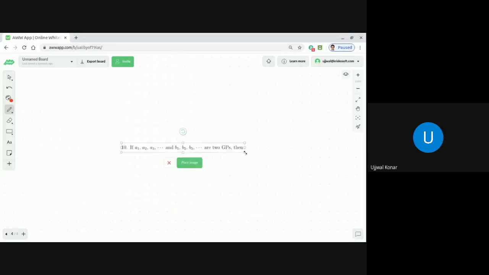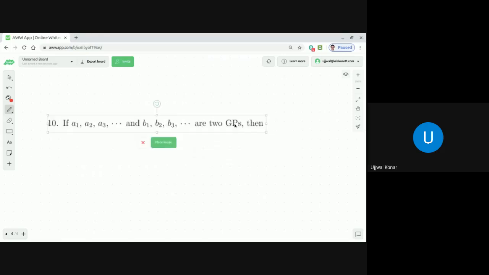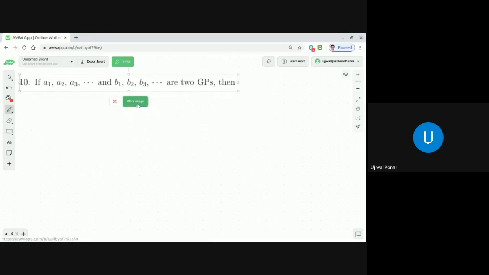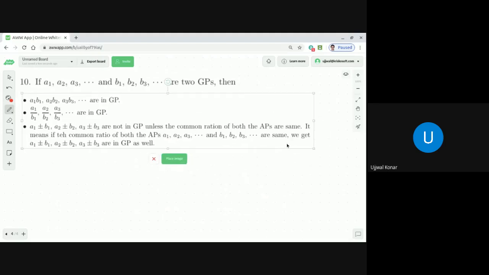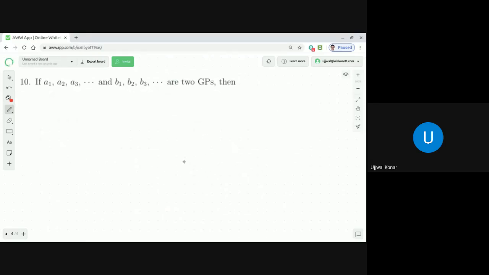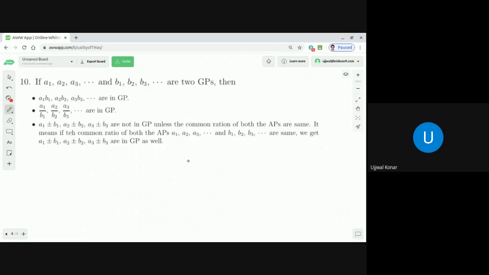that if A1, A2, A3 and continuation of that, definitely this is one GP, and B1, B2, B3 and continuation of that is another GP, then we can conclude these points. First point is that A1 B1, A2 B2, A3 B3 are in GP. Second one is that A1 by B1, A2 by B2, A3 by B3, and so on, they are also in GP.